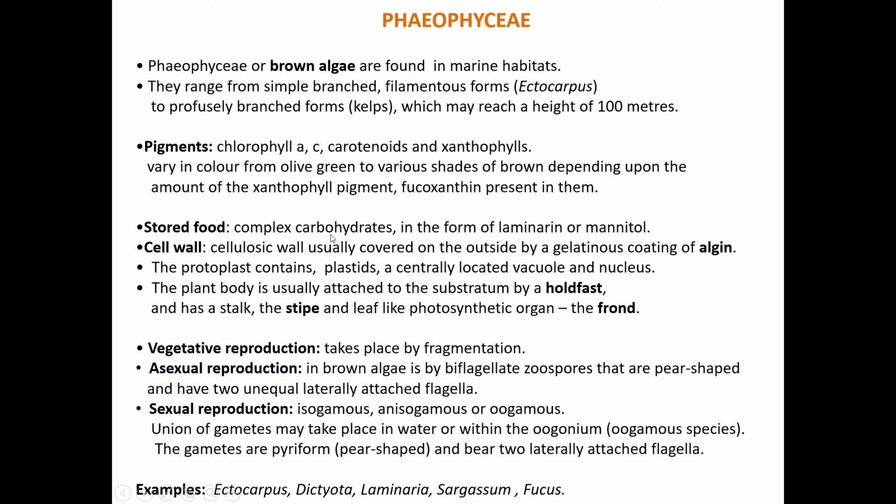Now the stored food is complex carbohydrate in the form of laminarin or mannitol. The cell wall is made up of cellulose, usually covered on the outside by a gelatinous coating of algin. That's why the agar is obtained from this particular algae. The protoplast contains plastids, a centrally located vacuole and a nucleus.